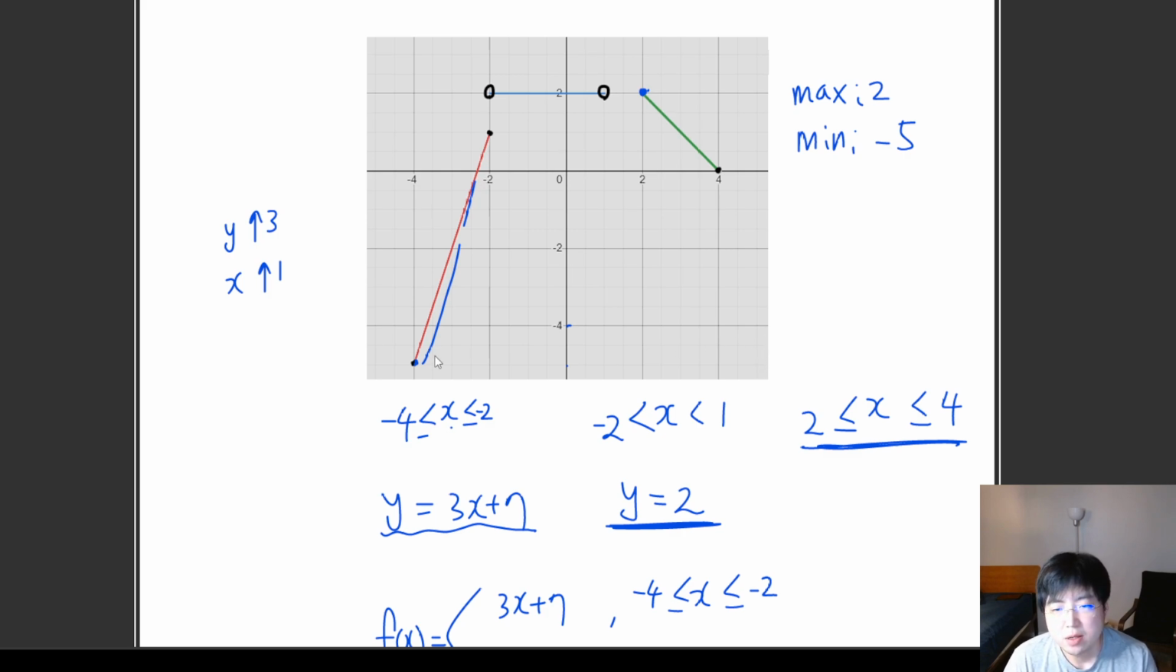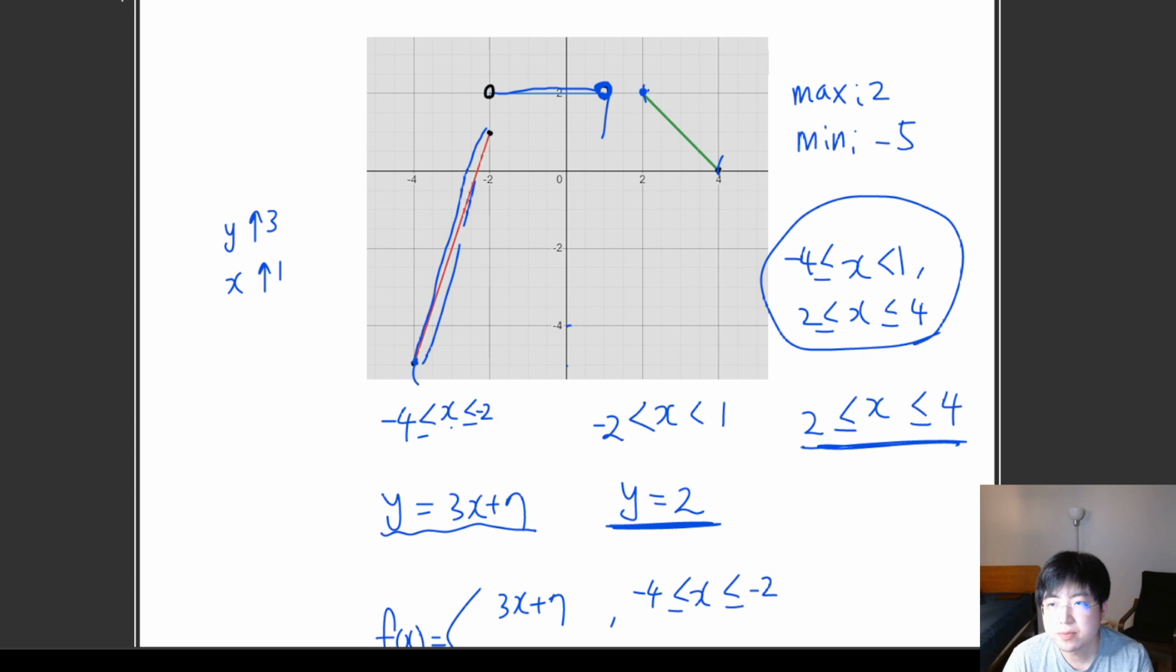How about the domain? So domain is again the x values that are assigned by the function. So it starts from negative 4, goes to negative 2, goes to 1, but not including 1 because here it is empty. It means this function is not defined when x is 1. So from here to here, x is from negative 4 to 1, but not including 1. And from here to here, x is 2 to 4, right? So this is the domain of this function.